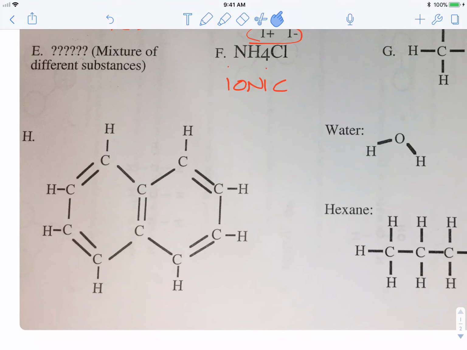Okay. Letter H is naphthalene. Naphthalene is the main chemical in mothballs, but no moths were harmed in the making of our chemicals and things like that. That's a little bit of a joke if you get it.